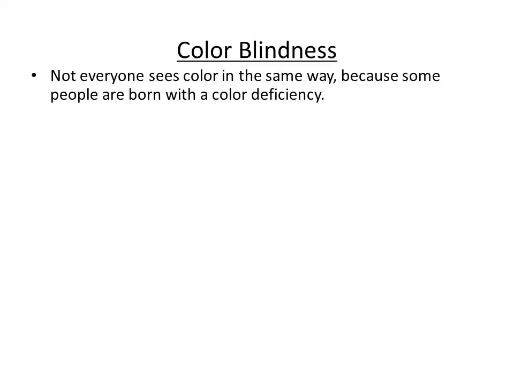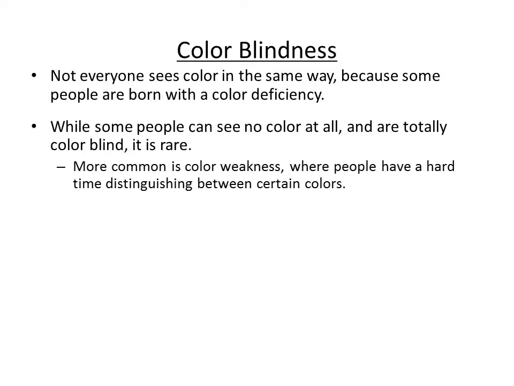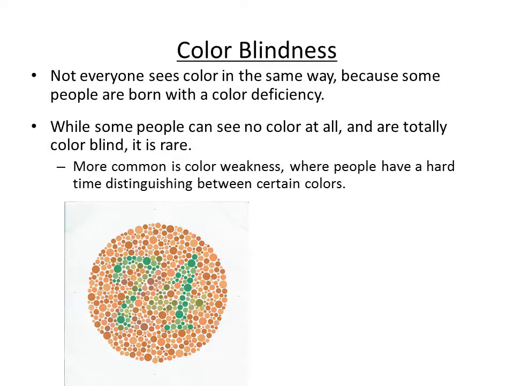Color blindness: not everyone sees color in the same way because some people are born with a color deficiency. While some people can see no color at all and are totally colorblind, that's really rare. They don't have any red, green, or blue. But most people are just missing one of them. More common is color weakness, where people have a hard time distinguishing between certain colors.